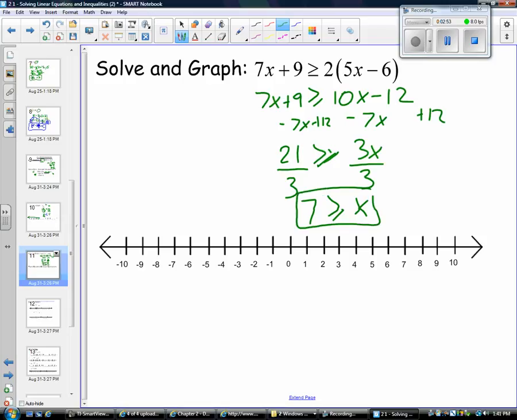So x is a number smaller than 7 and including 7. So I'm going to put 7 and I'm going to put my line to the left.